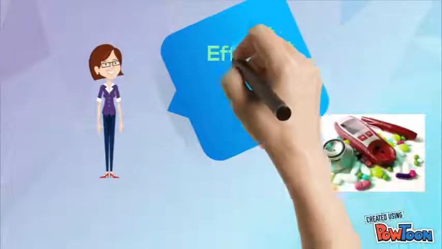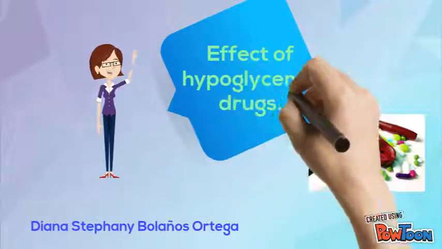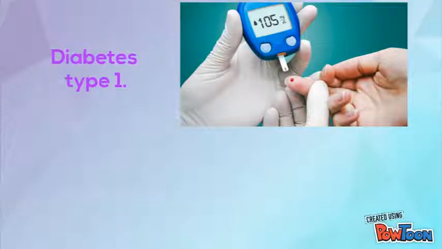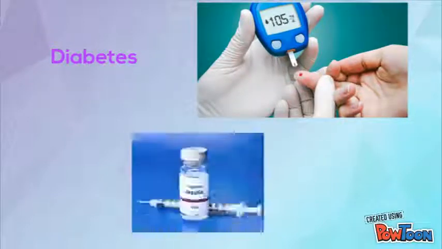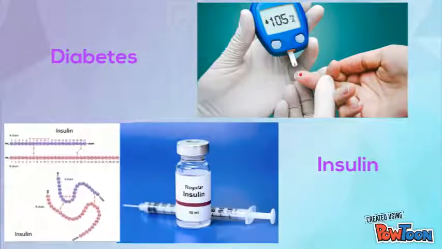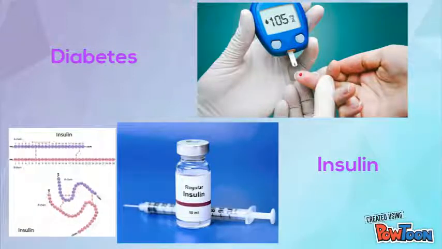Effect of hypoglycemic drugs. Type 1 diabetes happens when your immune system destroys cells in your pancreas called beta cells. They are the ones that make insulin. Insulin is a hormone released by pancreatic beta cells in response to elevated levels of nutrients in the blood, controlling critical energy functions such as glucose and lipid metabolism.